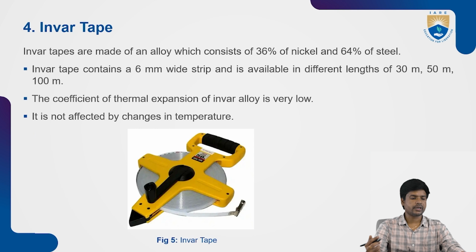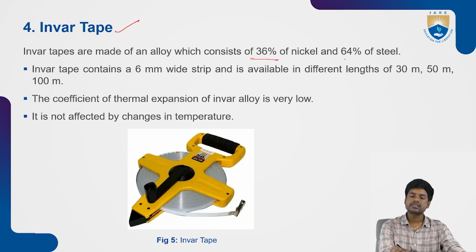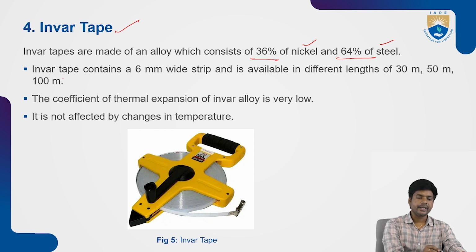Coming to the last one and fourth one of the types of tapes, invar tape. Invar tapes are made of an alloy which consists of 36% nickel and 64% steel. These are the two metals included in the manufacturing of invar tape. And invar tape contains a 6 mm wide strip. This is the invar tape you can see in this picture, and this strip is made up of nickel and steel, and its width is around 6 mm.